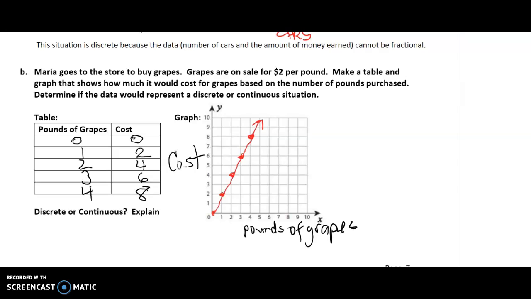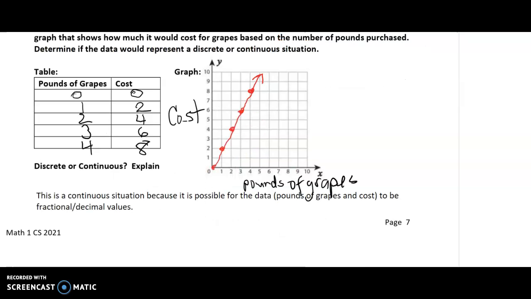Okay, so we connect those points, and we explain again why this is continuous. This is a continuous situation because it is possible for the data, both the pounds of grapes and the cost, to be fractional or decimal values.